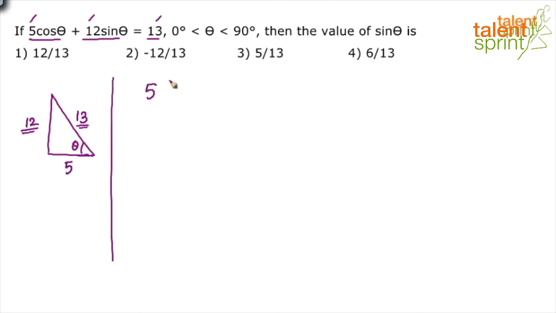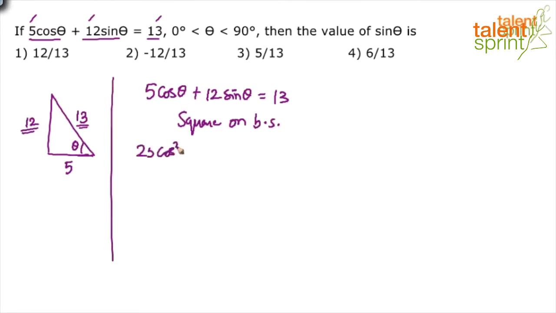See, one equation that we have here is 5 cos theta plus 12 sin theta equals 13. Let us square it on both the sides, right? Square on both the sides. So what do we get? 25 cos square theta plus 144 sin square theta plus 60 cos theta sin theta equals 169, right? This is equation number 1, let's say.